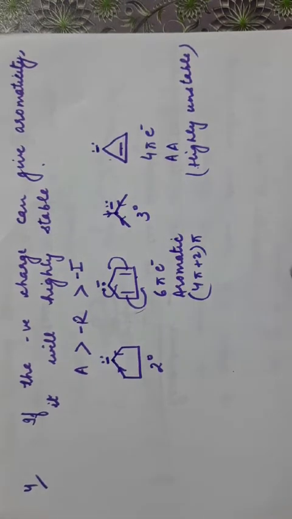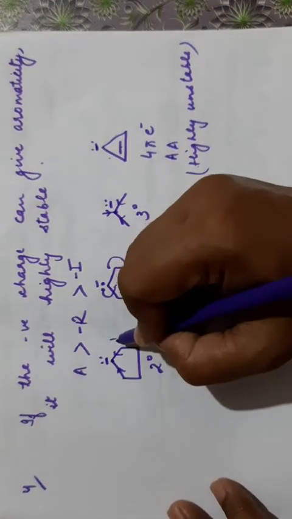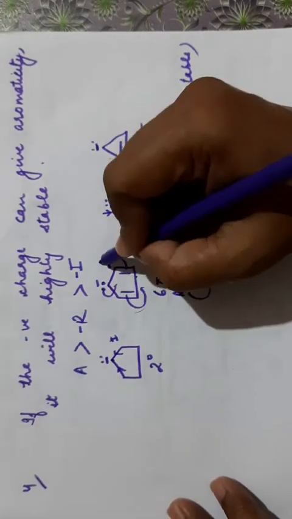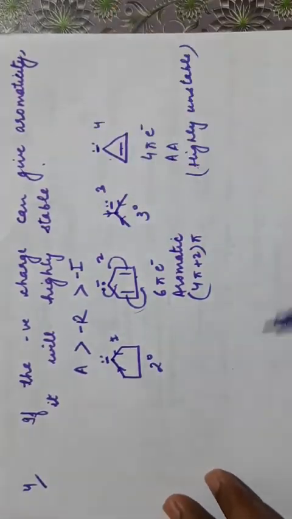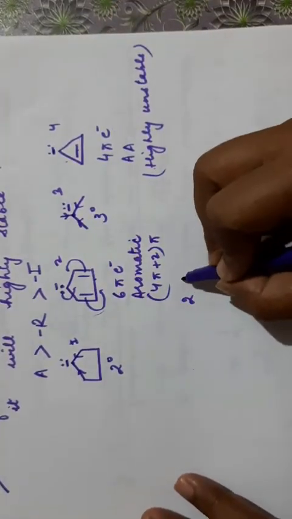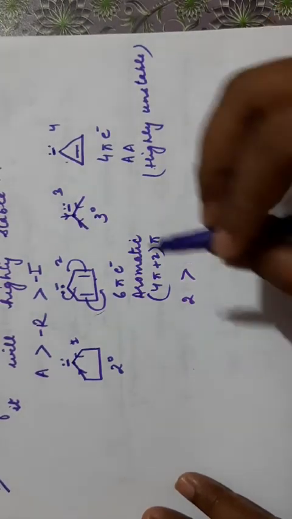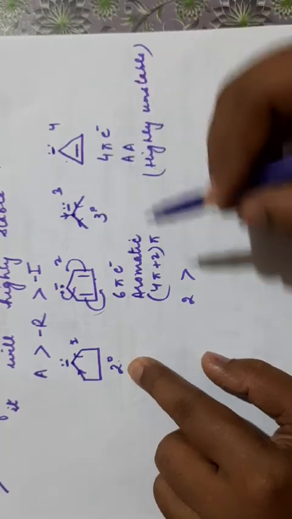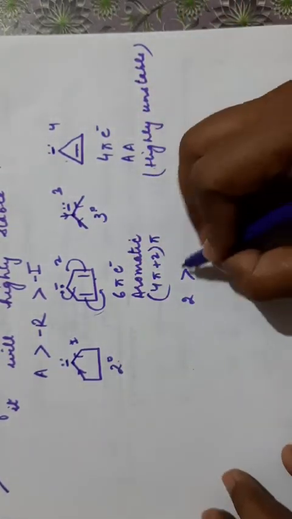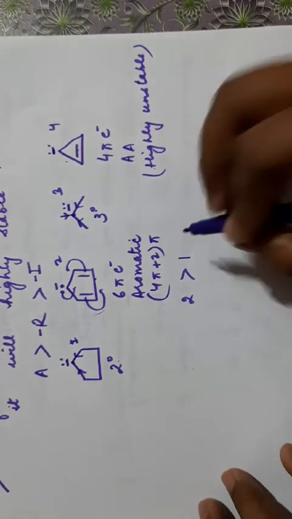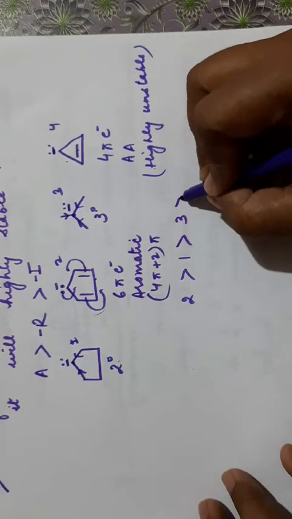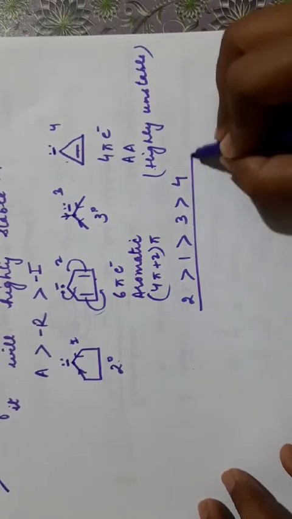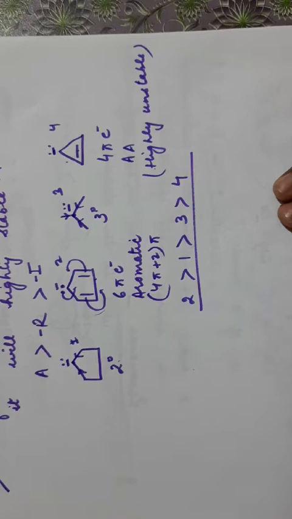Now comparing the stability, we will write the numbers. This is 1, 2, 3 and 4. So second is most stable because it is aromatic. Then here there is a secondary carbanion, and here it is 3 degree. Secondary is more stable than 3 degree. Then we will have 1, then 3 and then 4. So this is the order of stability.